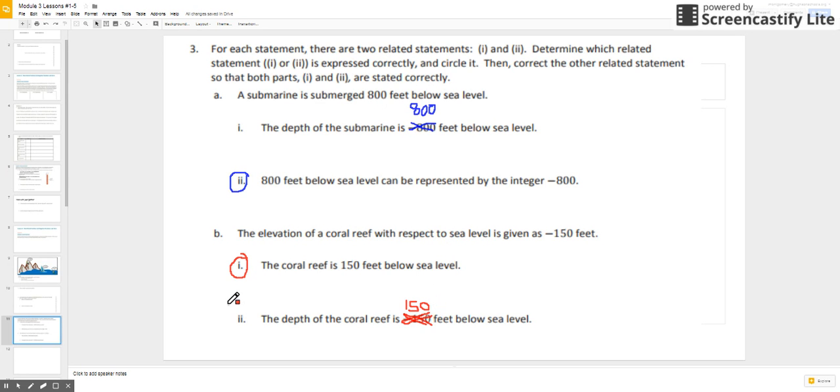Hopefully that's kind of what it looks like on yours. If you rewrote it, that's fine as well. I just want to do a quick correction. All right, so go ahead and stop the video and go ahead and move on to your next assignment.